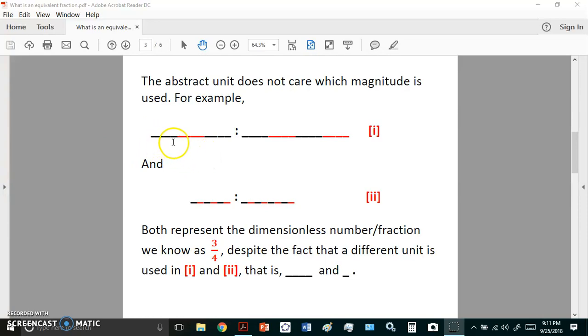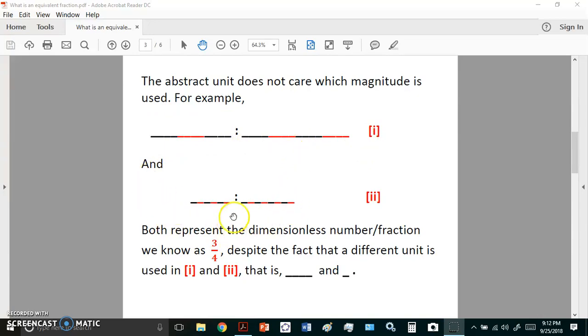For example, in this particular case, you've got the consequent here, which appears after the colon that you see here. This is called the consequent or the denominator, and this is the antecedent or the numerator. Now you'll see that the unit is made up of 4 equal parts, and the numerator tells us how many of those parts we want. So in this case here, we're really talking about 3/4.